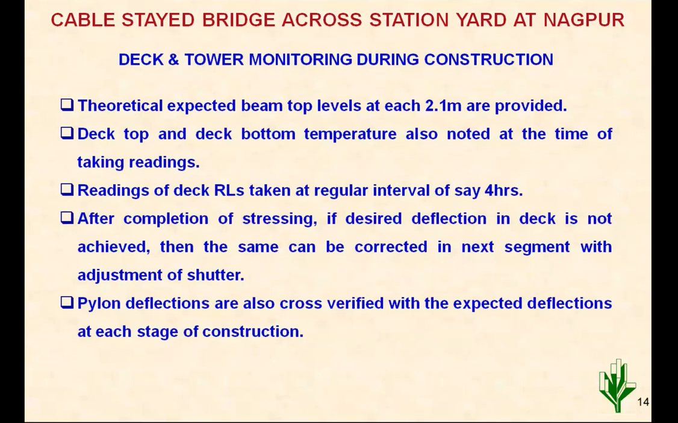Now once we are ready with the camber diagram of the bridge during construction, we have to achieve it at site, to ensure that at the end of construction we are at whatever aim has been put. So theoretically, whatever we have planned has to be given in the form of a drawing to site. Theoretically expected beam top levels at each 2.1 meters are provided. Each segment was of length 6.3, so one-third at each point, that is 2.1, was provided. Then those are monitored during construction also.